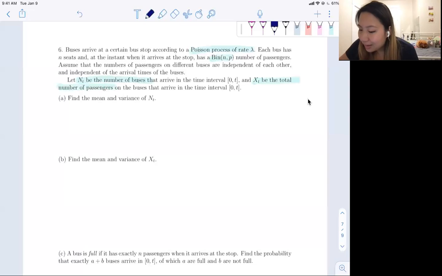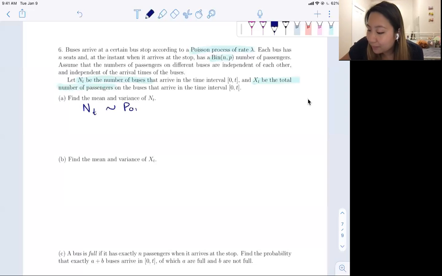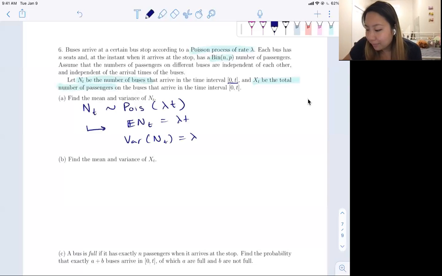Okay, so let's find the mean and variance of N_t. N_t is the number of buses that arrive in the time interval, and we know that the number of buses follows a Poisson process. So just from the definition of a Poisson process, N_t is distributed as Poisson(lambda t), since the time interval is of length t. This gives us an expectation of lambda t and also a variance of lambda t. Cool, so that's part A.